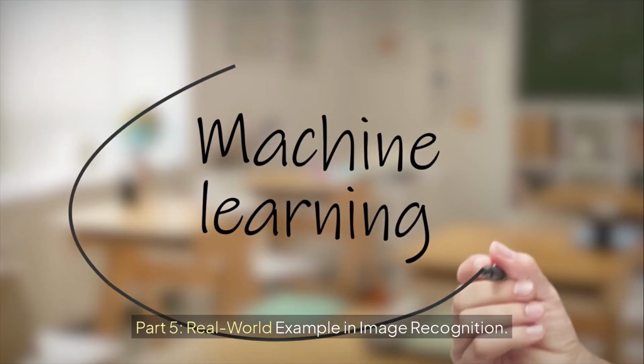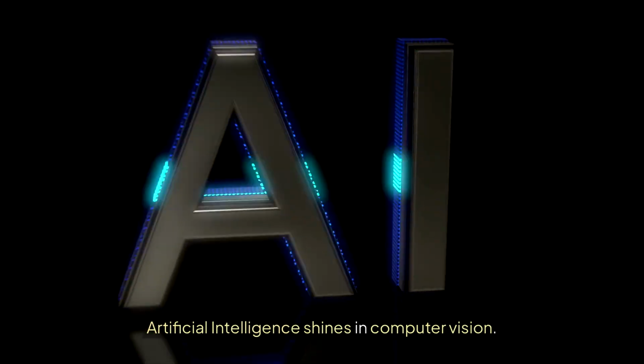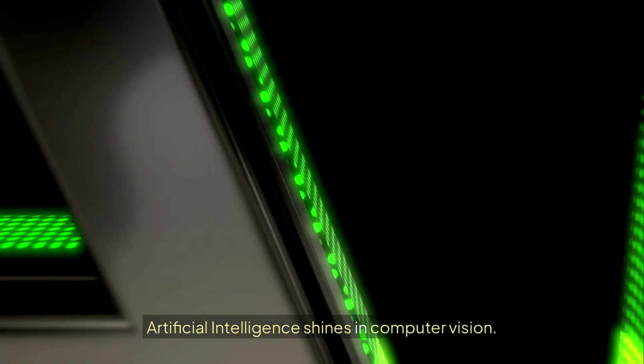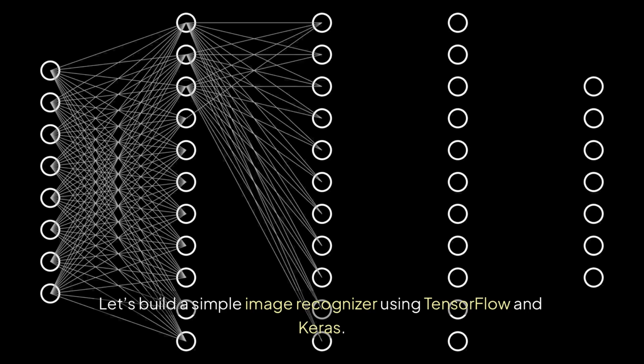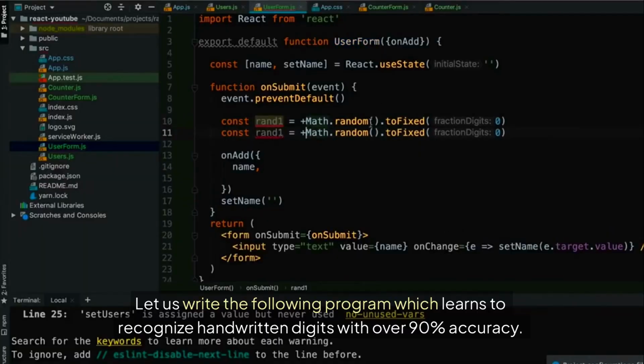Part 5. Real-world example in image recognition. Artificial intelligence shines in computer vision. Let's build a simple image recognizer using TensorFlow and Keras. Let us write the following program which learns to recognize handwritten digits with over 90% accuracy.